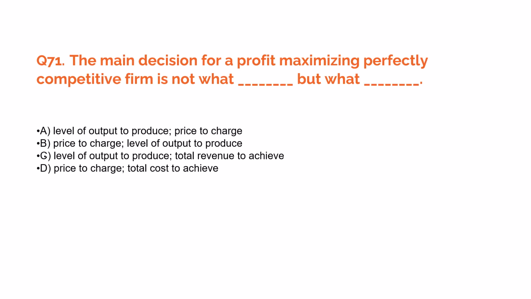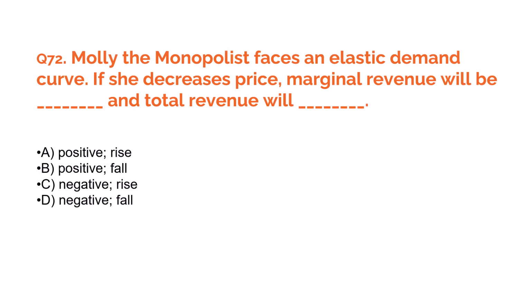Now, the main decision for a profit maximizing perfectly competitive firm is not what price to charge but what level of output to produce. Option B. Because in a perfectly competitive market, individual firms are price takers. They face a perfectly elastic demand curve at market price. Therefore, they cannot influence the market price. Their main decision is to determine the optimum level of output to produce where marginal cost equals the market price to maximize profits. Moving on to the next question.